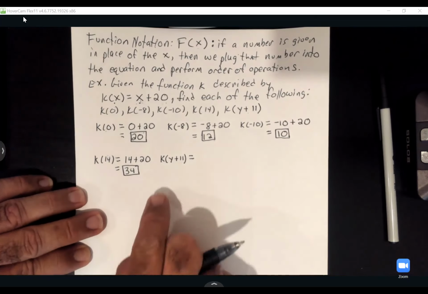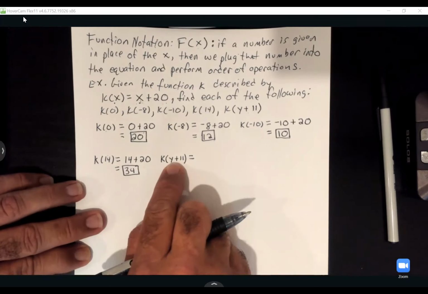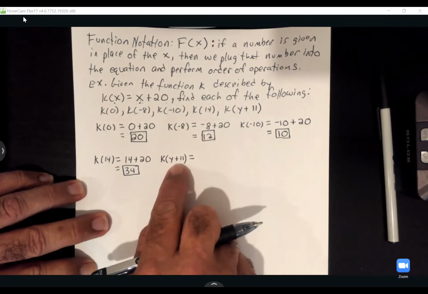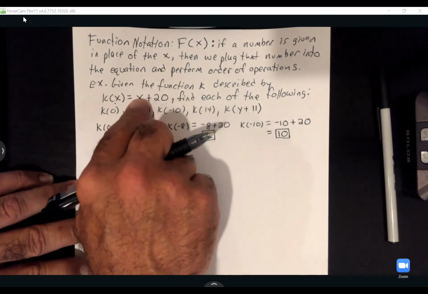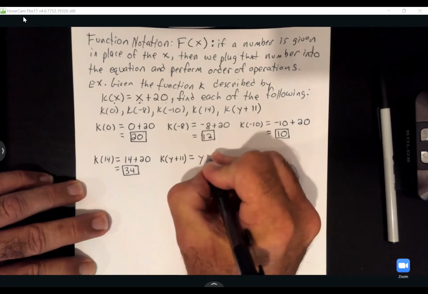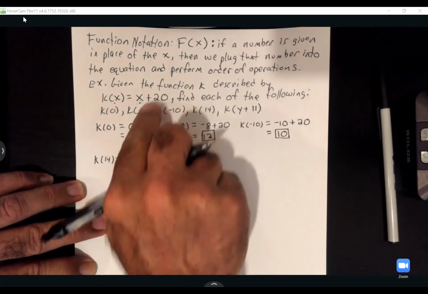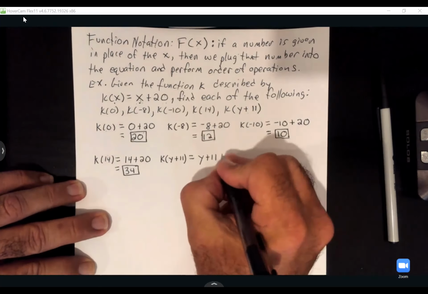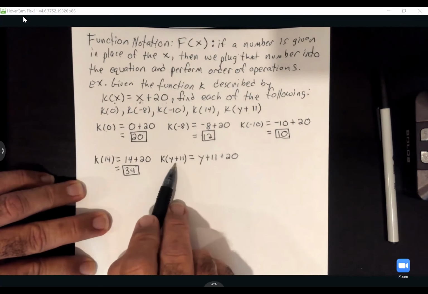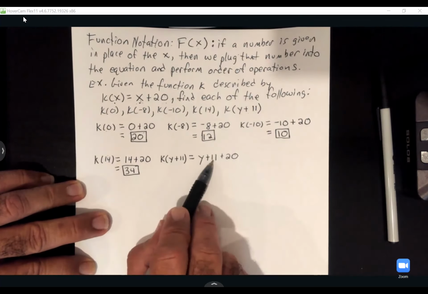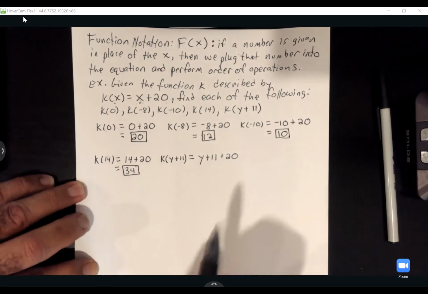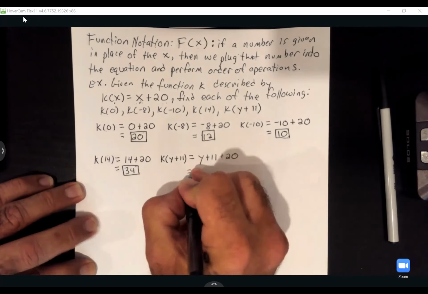All right, y'all. So let me give y'all a little help. Since they got a y plus 11 in these parentheses, we're going to have to put this y plus 11 in for that x. So this will be y plus 11 plus my 20. So if they give you a variable and a number, they both go in for the x. And then you still have your plus 20 at the end.